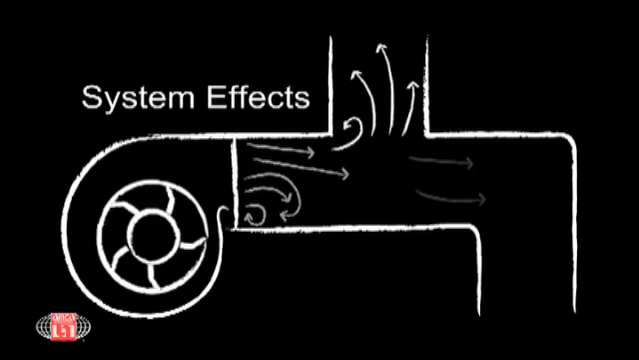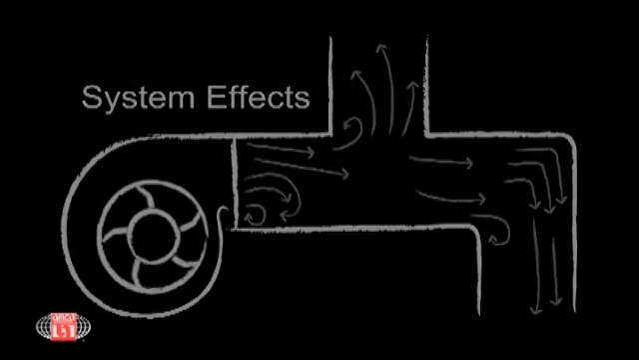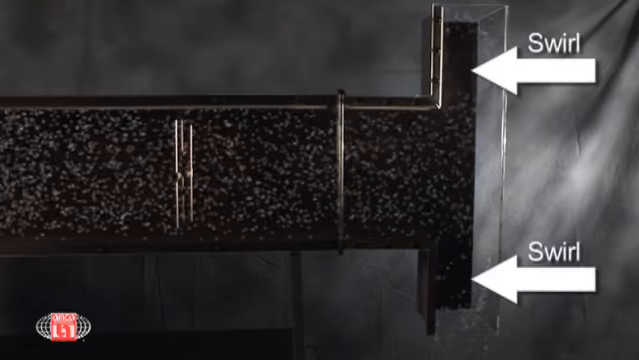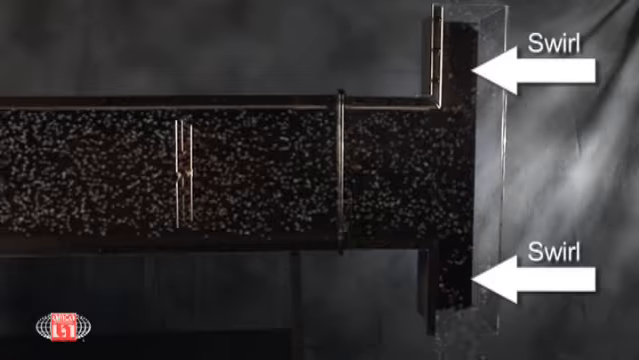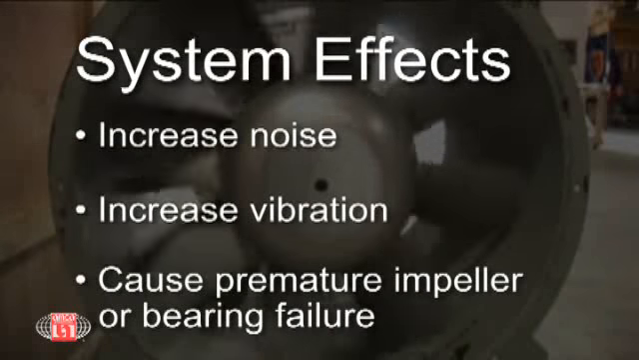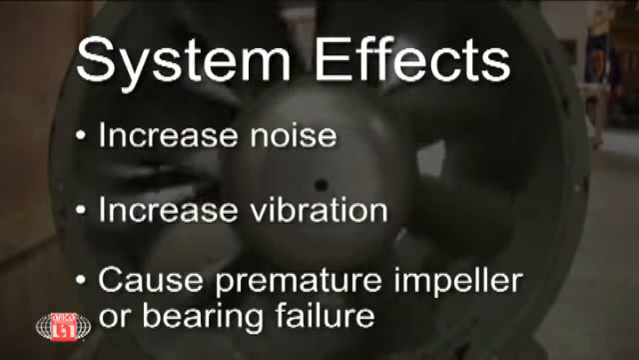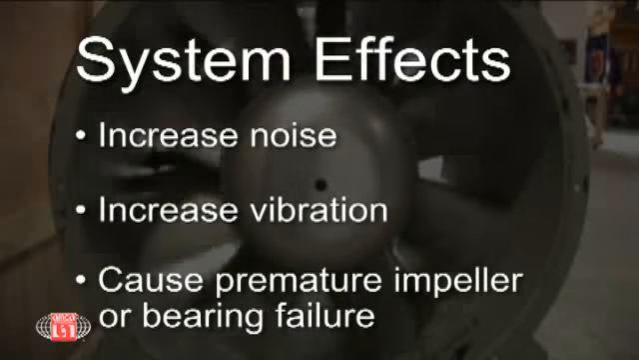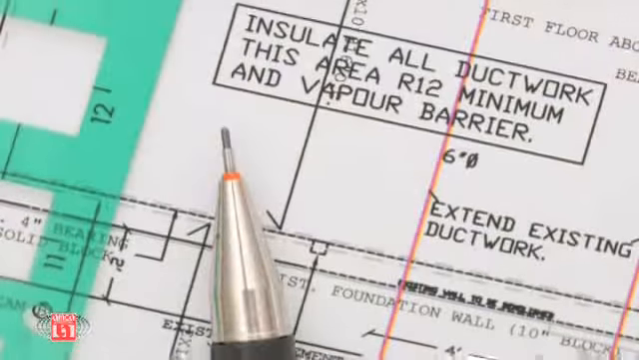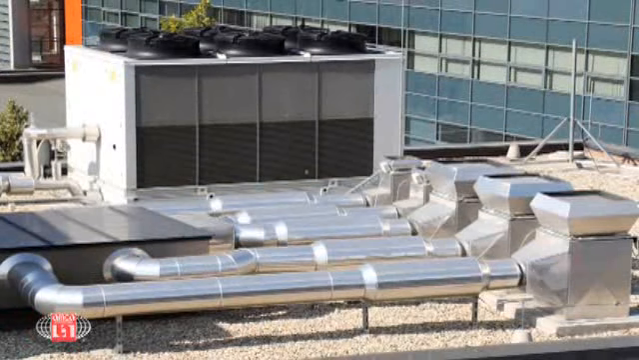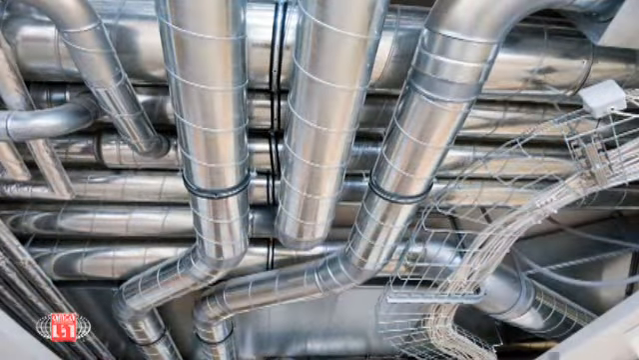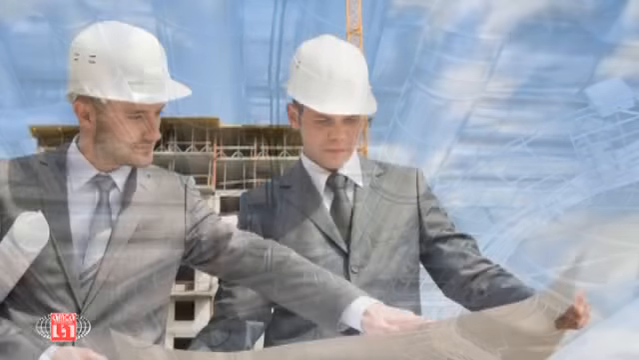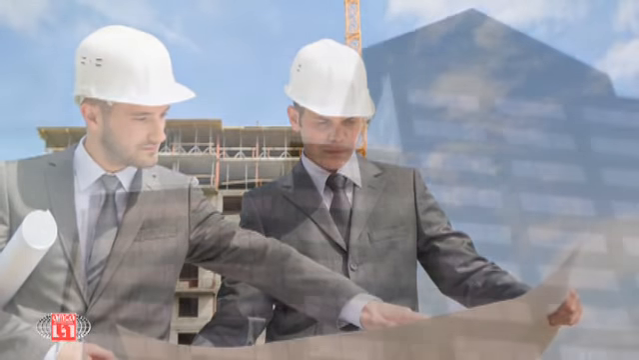System effects can be described as fan performance loss, the detrimental effect on fan air performance due to adverse flow conditions at both the fan inlet and the fan outlet. In addition to adversely affecting fan performance, system effects can also increase noise, increase vibration, and cause premature impeller or bearing failure. When designing buildings and air systems, minimizing energy use is of the utmost importance. The emphasis must be on eliminating system effects, rather than simply identifying and accounting for them.